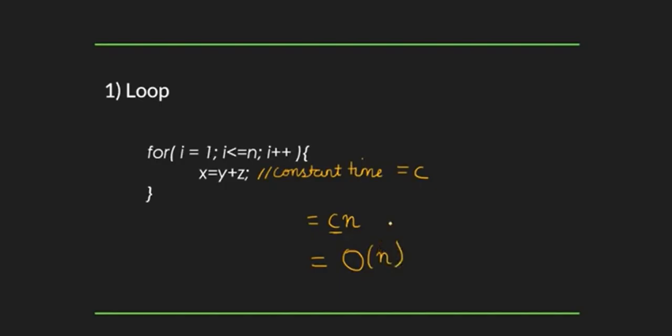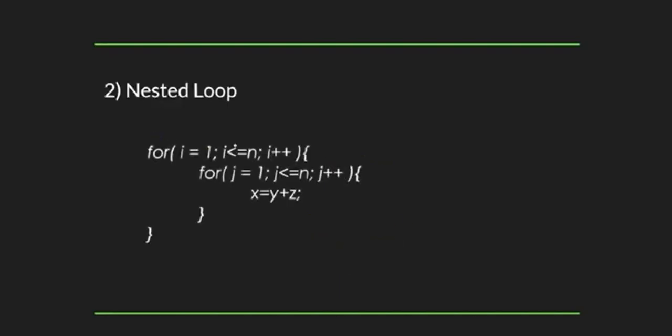Now, let's look at nested loops. As you can see, we have two loops which are nested. Let's try to find out the time complexity. So, this is the expression which takes constant time to execute. Now, we simply multiply the time complexity of each loop. So, this is the outer loop which will run n times. And for each run of the outer loop, this inner loop will also run n times.